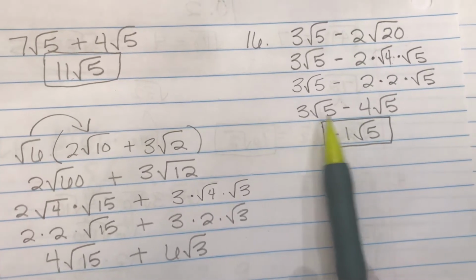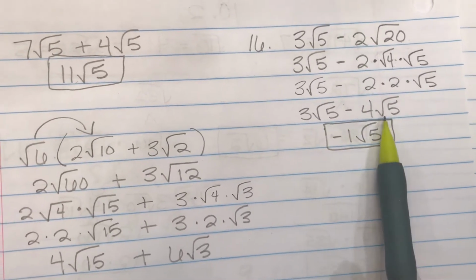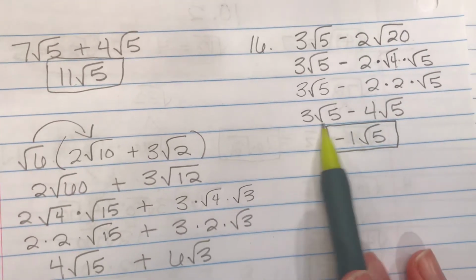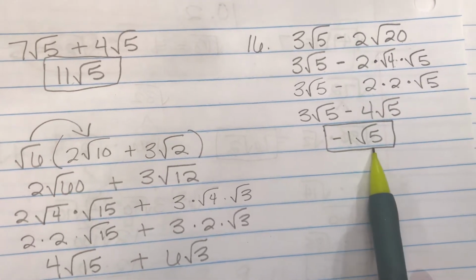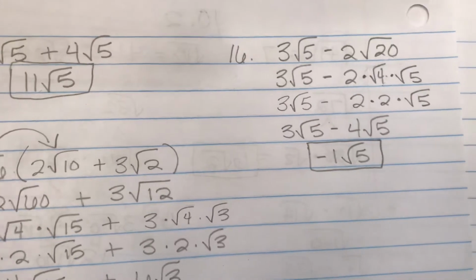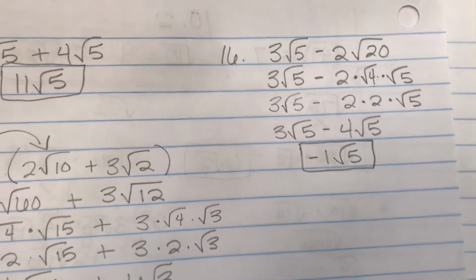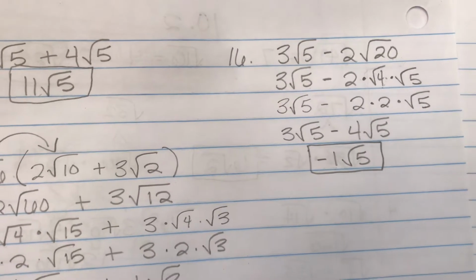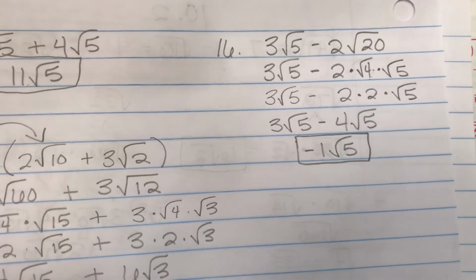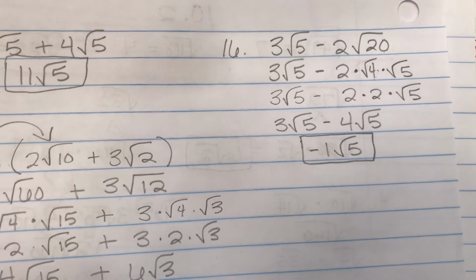Okay, well, now we're in business. Now we have two like terms there. So 3 minus 4 is negative 1 square root of 5. And that's your answer. So if they're not like terms, try to break them down and see if you can possibly get them to be like terms. That's kind of your goal.